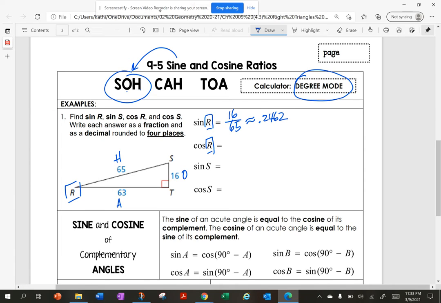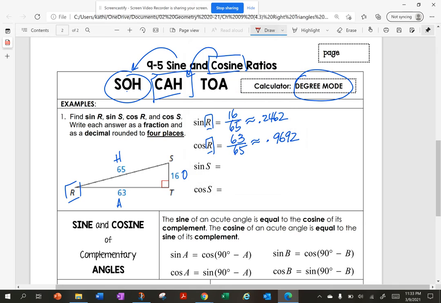Cosine is adjacent divided by the hypotenuse. So adjacent is 63 divided by 65, and that's approximately 0.9692.